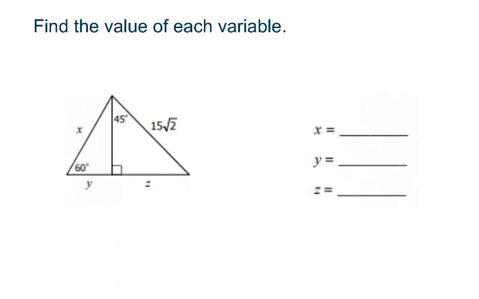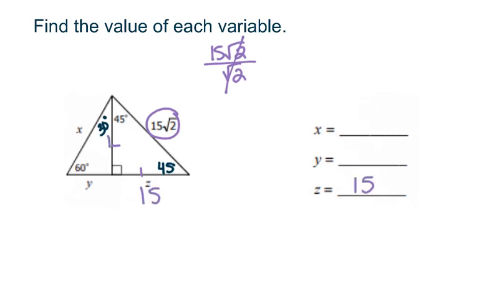Pause the video, see what you can do. Okay, so I know on the 45, 45, 90 triangle, those two legs are equal to each other. I know that if the hypotenuse is 15 square roots of 2, it's already been multiplied by the square root of 2, so I'm going to divide. These cancel out, so I get that z is 15, but then also this side up here is 15.